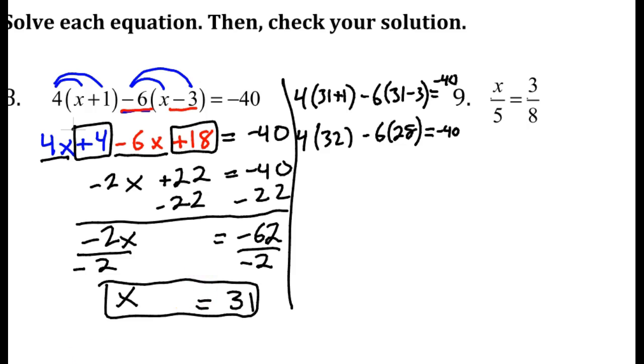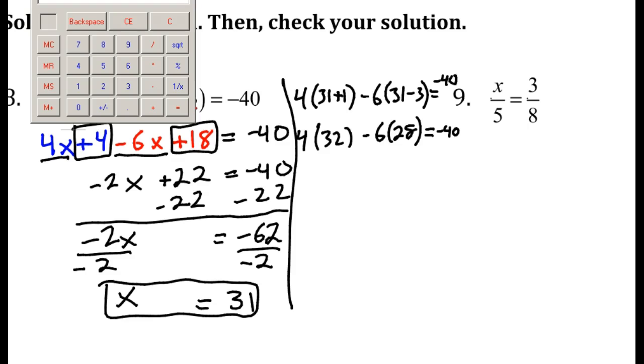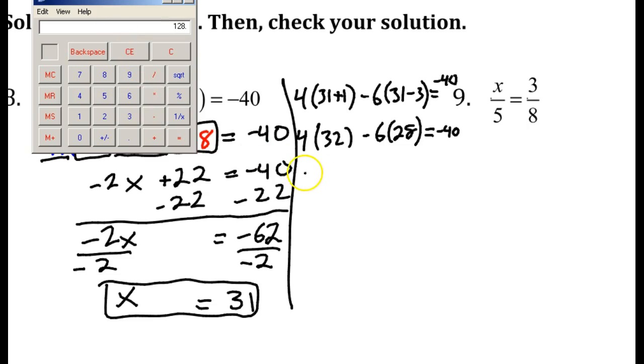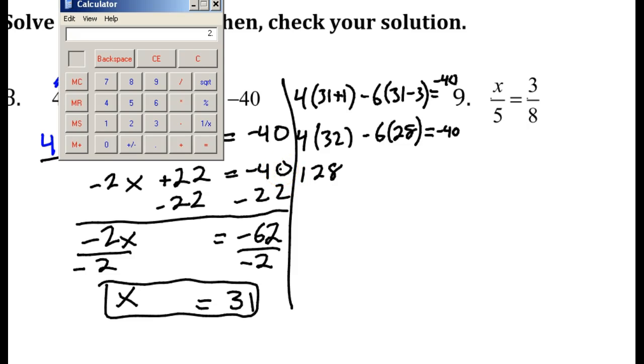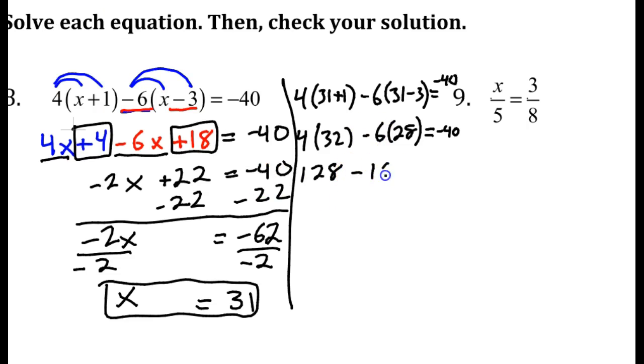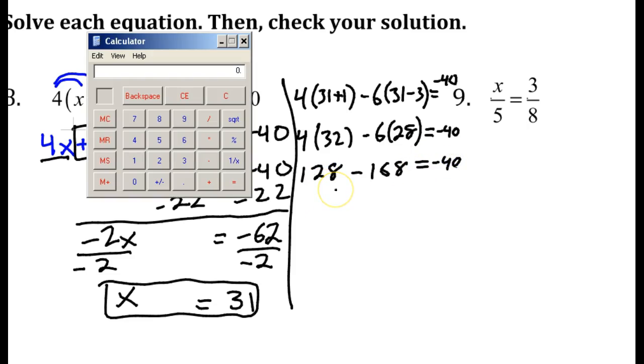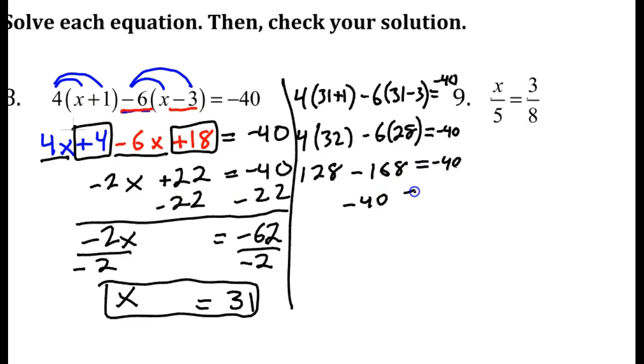4 times 32, I get 128. Okay. And then 28 times 6 is going to be 168. So that's looking good. It's going to be negative. And then sure enough, 128 minus 168 does equal -40. So that checks out.